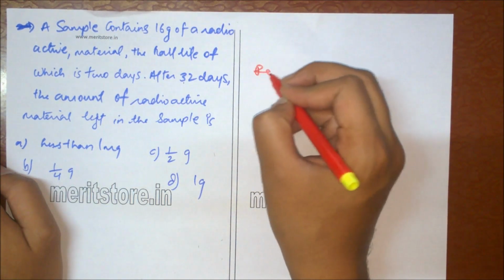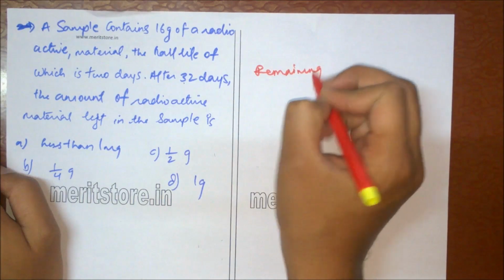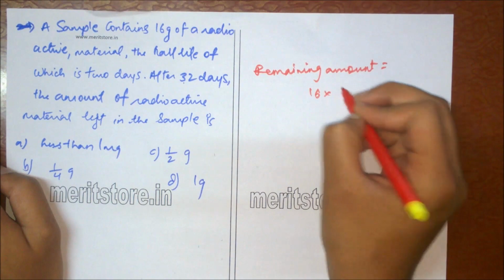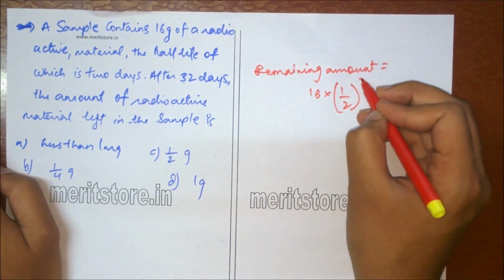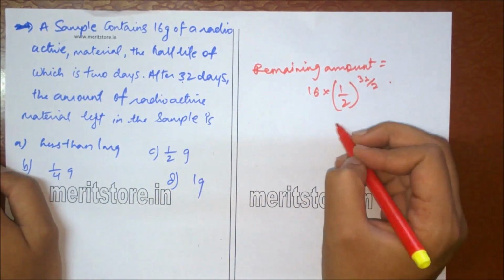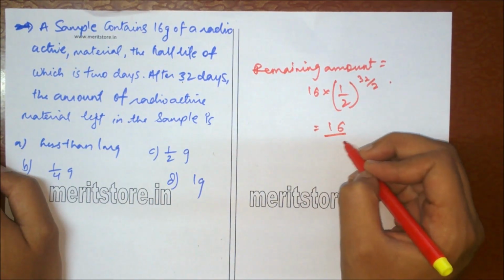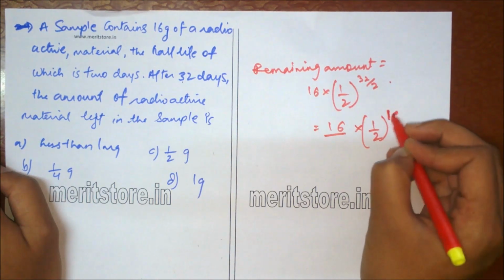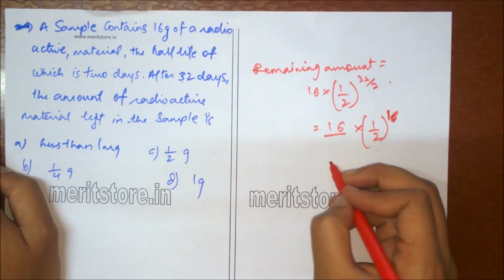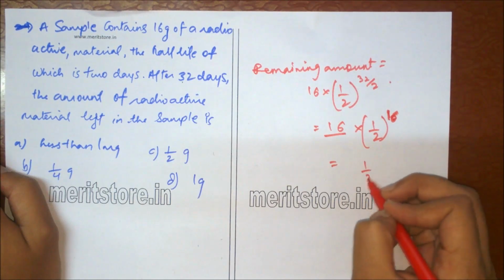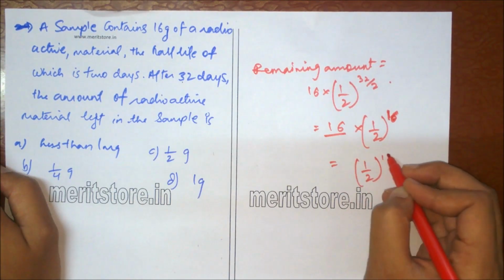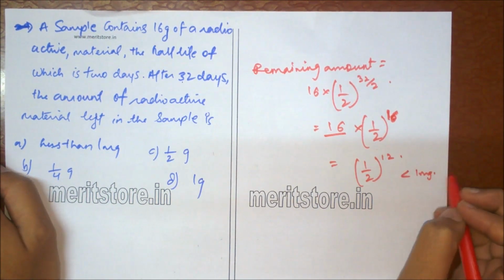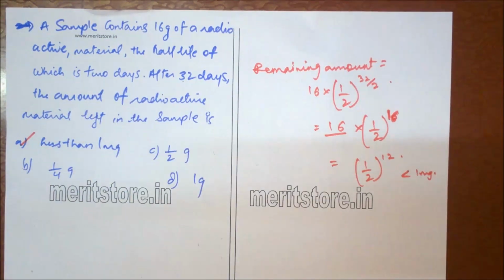The sample contains 16 grams of atoms. So the remaining amount is equal to 16 into half raised to 32 by 2 after 32 days. So 16 into half raised to 16. On solving this, we get half raised to 12, which is less than 1 milligram. Option A is the correct answer.